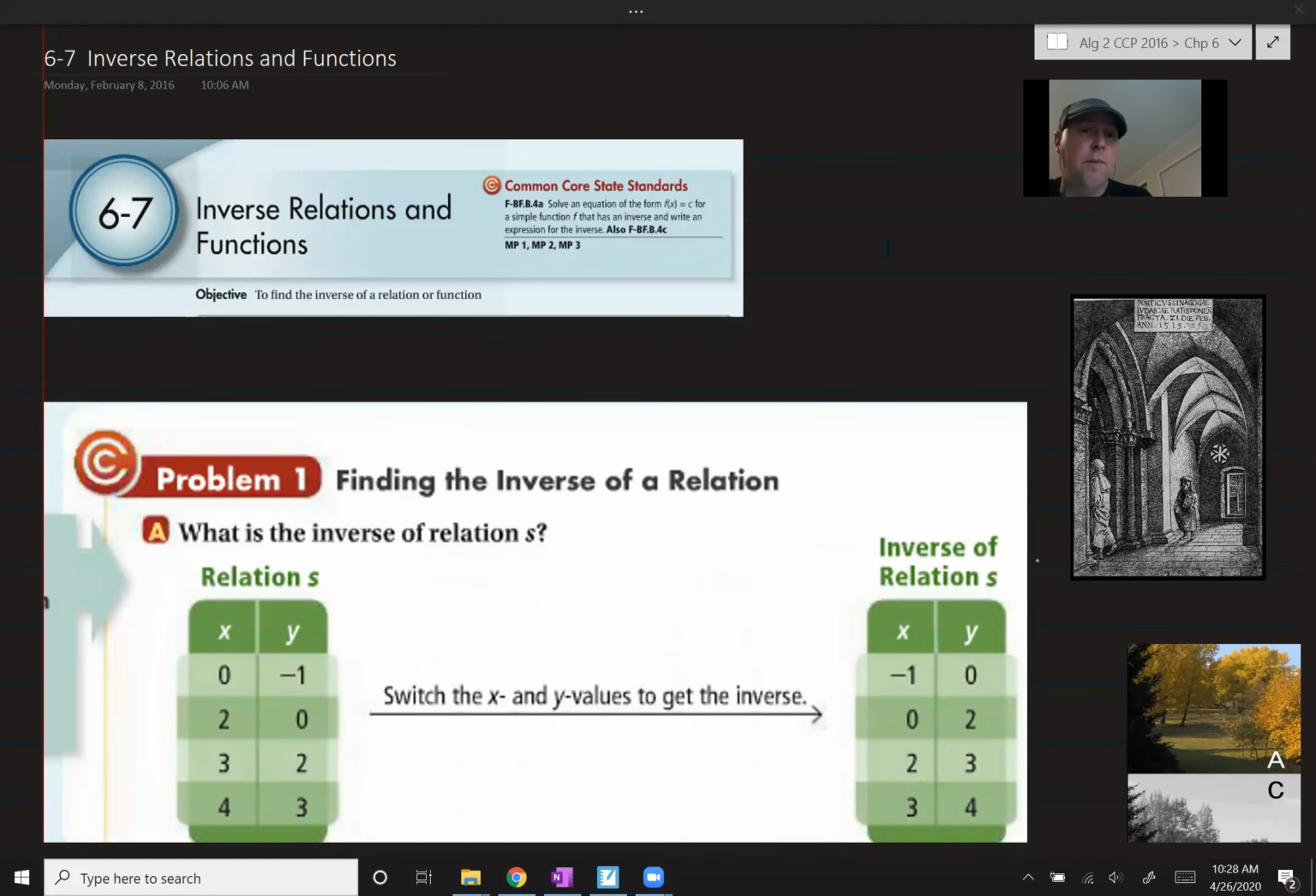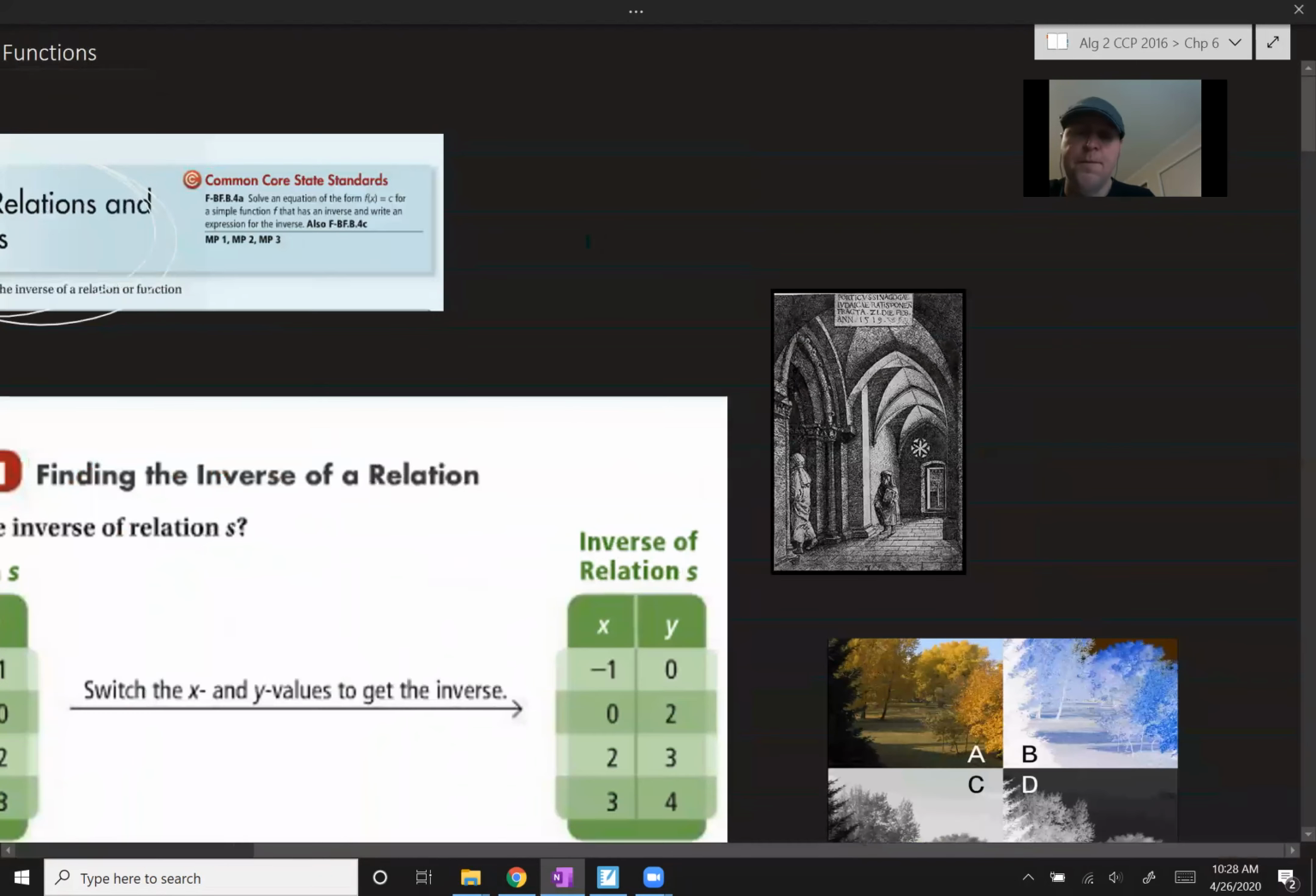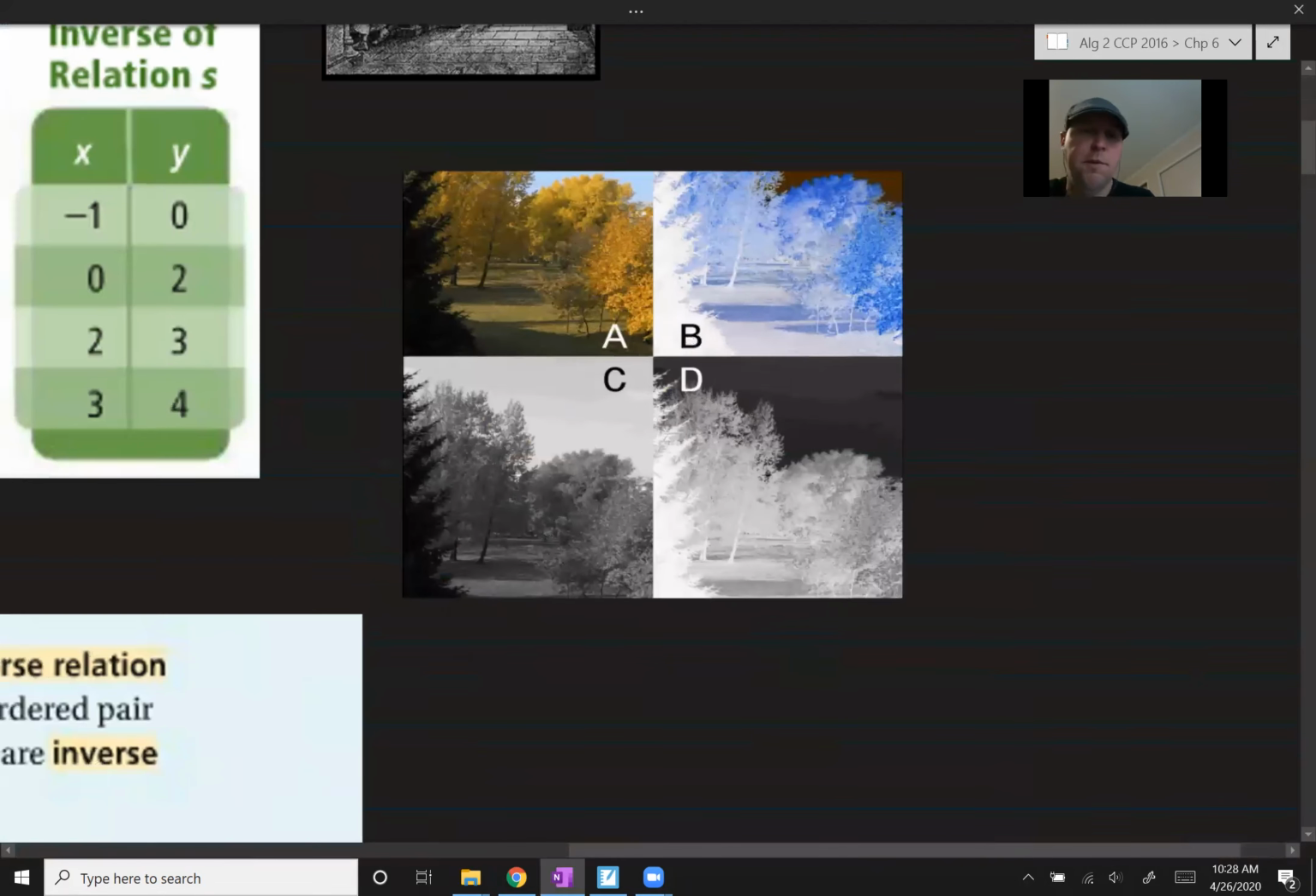All right, today we're going to talk about inverse relationships and dealing with those functions. I know some of you study photography, so one idea that I had for talking about those inverses is up top we have this color photo and it's negative, right?